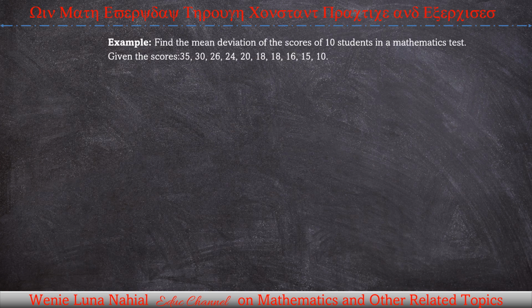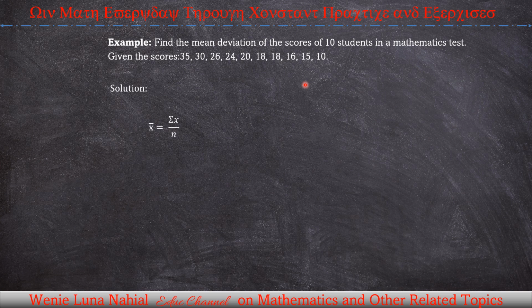Okay. Then let's have an illustration. Find the mean deviation of the scores of 10 students in a mathematics test. So we are given here test scores 35, 30, 26, 24, 20, 18, 18, 16, 15, 10. The test scores here are arranged in descending order. The highest score is 35 and the lowest score is 10. So there are 10 observations or 10 scores in this illustration.